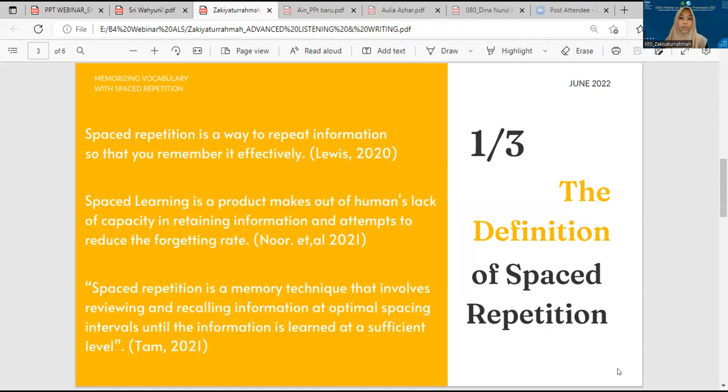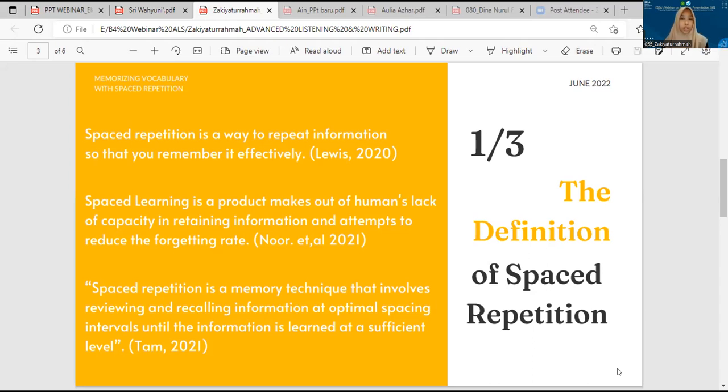Spaced repetition is a memory technique that involves reviewing and recalling information at optimal spacing intervals until the information is learned at a sufficient level. This technique helps your brain remember more information as it keeps the material fresh in your mind and forces you to use active recall. Spaced repetition can be applied to any form of education, from grade school math problems up to graduate computer algorithms.